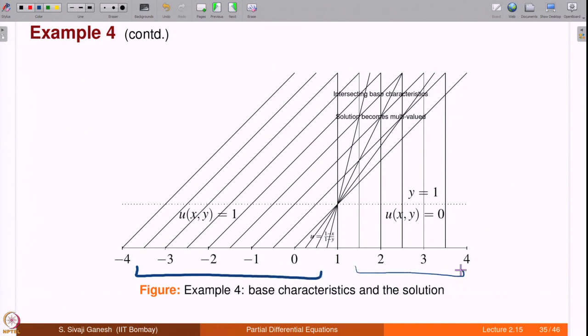Here these are the lines parallel to the y axis, or x equal to 1. And in this region which is identified here, which extends where base characteristics intersect, the solution becomes multivalued. Here u is equal to 1 because my initial condition h of x is equal to 1 here. Here h of x equal to 0 for x greater than or equal to 1, therefore the solution is 0. Here the solution is 1 because of this. Here it was the polynomial 1 minus x. Therefore, the solution will turn out to be (1 minus x) by (1 minus y).